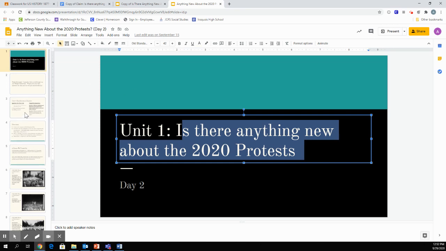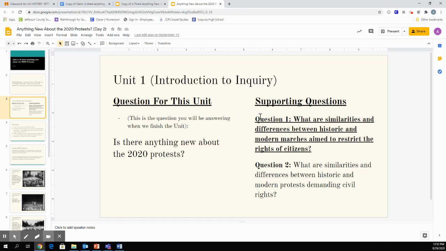So what we're doing first, and this was a little bit more of a controversial thing that we looked at, is similarities and differences between historic protests and modern protests whose goals were to take away people's civil rights. And so that's why this first set of protests were a little bit, like I said, a little bit controversial.